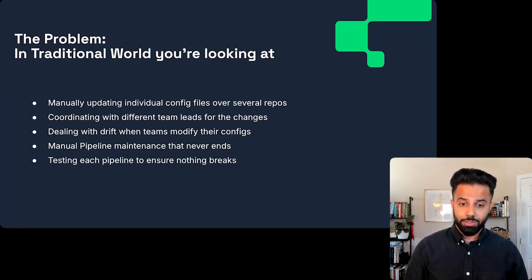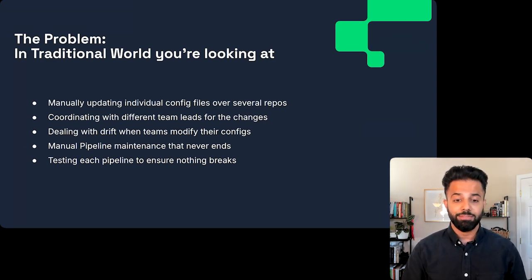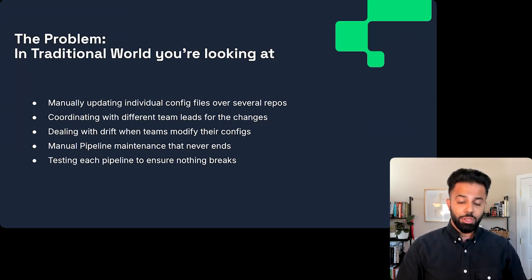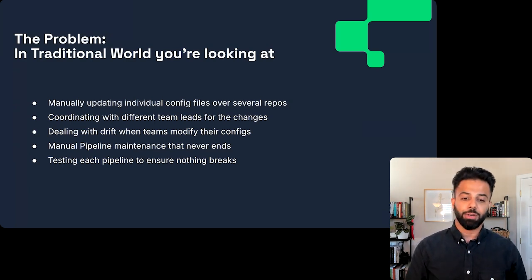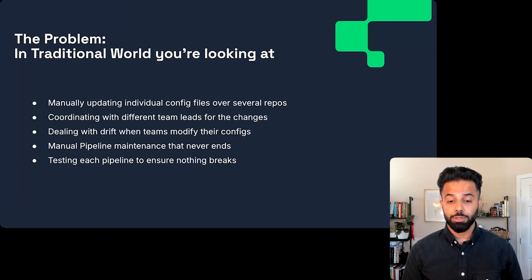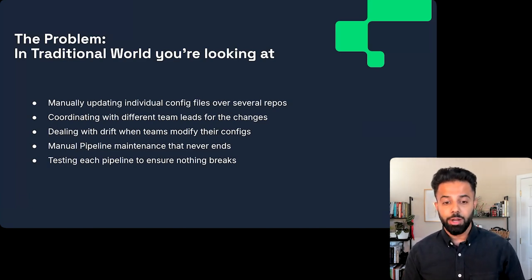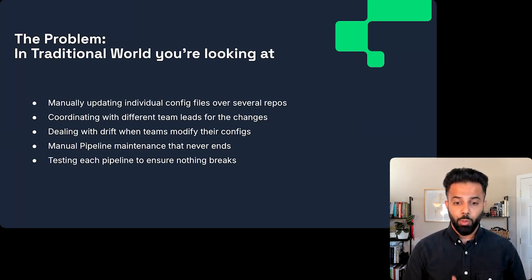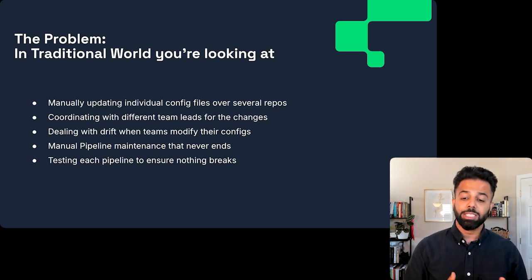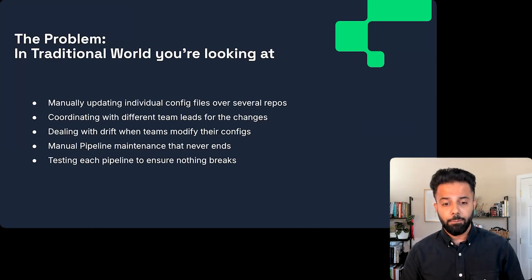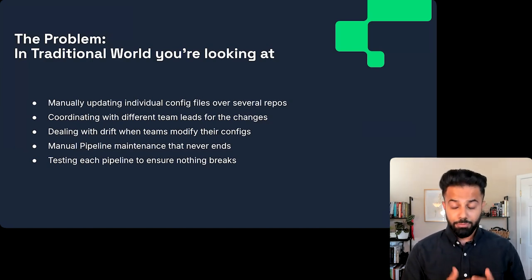You're dealing with drift when teams modify their own team configs. Manual pipeline maintenance also is a burden that never ends on the platform engineering team. You're spending weeks, maybe months, on what should be a simple security requirement. This isn't just slow, it's unsustainable and dangerous. Platform teams become the bottleneck, developers get frustrated waiting on approvals, and security teams worry their policies are not being consistently enforced. Configuration sprawl is killing your velocity.